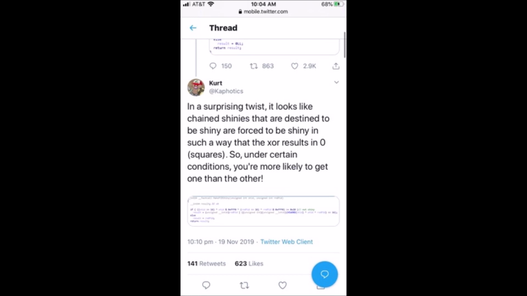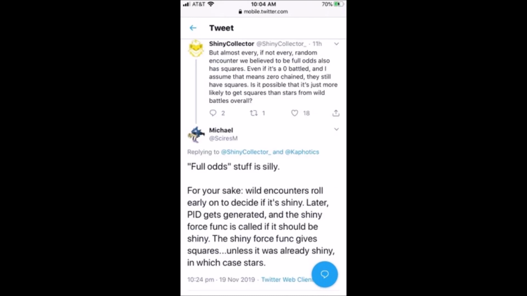It's actually very exciting for shiny hunters, especially if you're into full odds, if you're into finding shinies as rare as possible, because it's not just chain shinies, guys, that are forced into squares, and we can see that by going into the next tweet here. You can see that Shiny Collector commented basically saying, hey, the random encounters we believe to be full odds also have squares, what's going on?